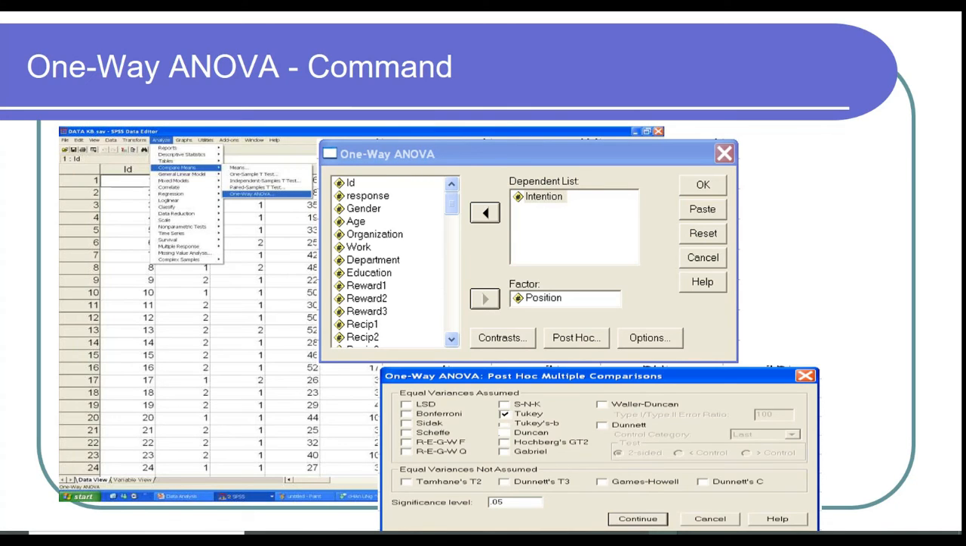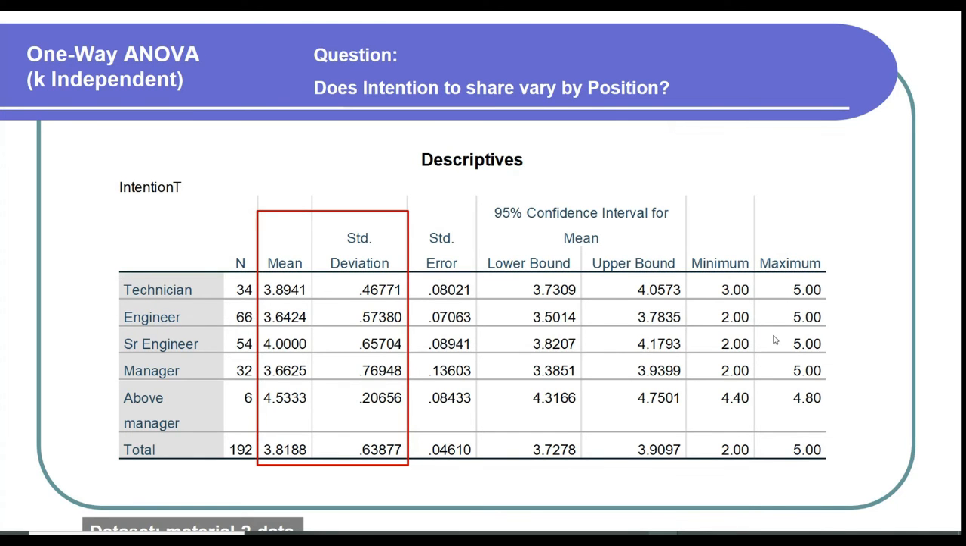Okay, in order to run one-way ANOVA, you need to go again to Analyze, Compare Means, and you select One-Way ANOVA. In this table, you transfer your DV into the dependent list, and your IV, which is your grouping variable, into this factor box. Then you can click on Post Hoc, and you just choose Tukey, and then click Continue. Okay, then you can see the results.